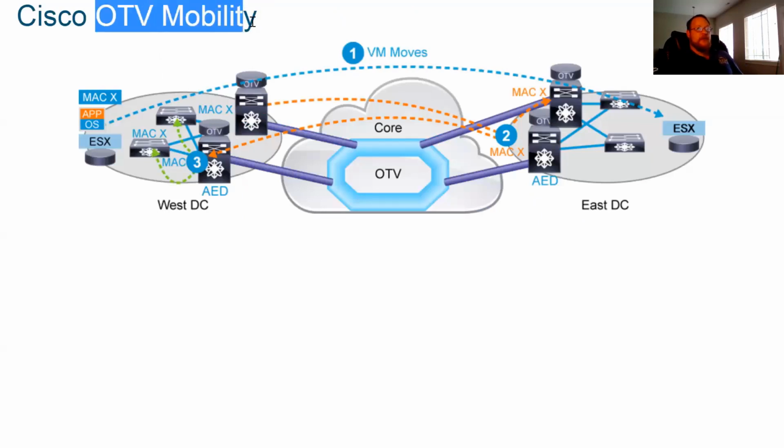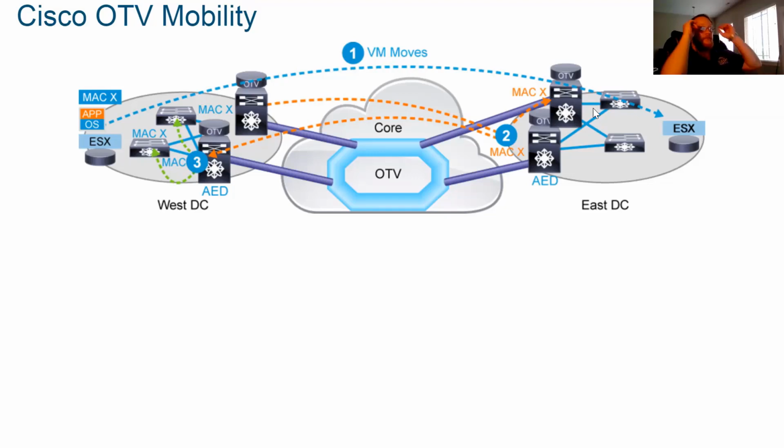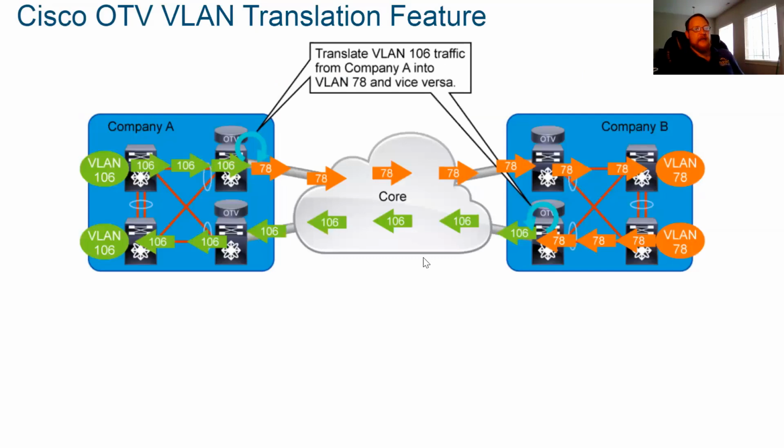This OTV mobility, this was the whole point. This was that first diagram that I drew up. You want to move a virtual machine. How does it work, right? Yeah, by the way, when you move a virtual machine from one location to another, it actually deregisters that MAC address from this MAC table and re-registers it at the new location. Another perfect example of this is LISP.